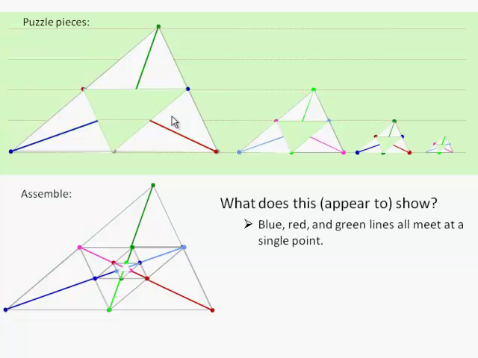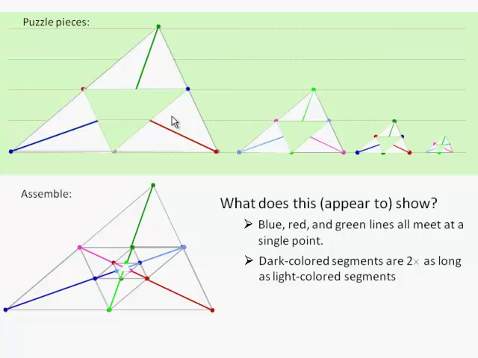Well, if you look, the blues all seem to line up. The reds all seem to line up. The greens all seem to line up. And they all are touching that little triangle in the middle. That little triangle is getting smaller and smaller. Eventually, they're going to go in and touch a single point. So all those three lines, which happen to be the three medians, seem to meet at a single point.